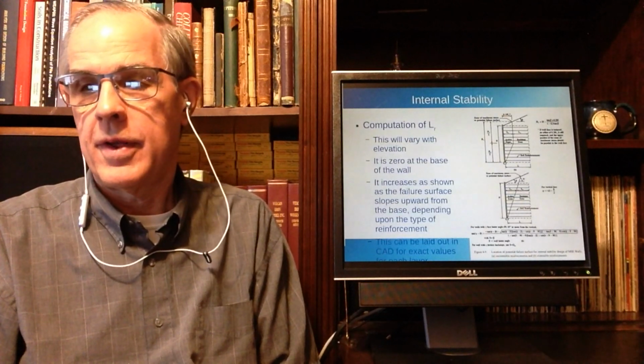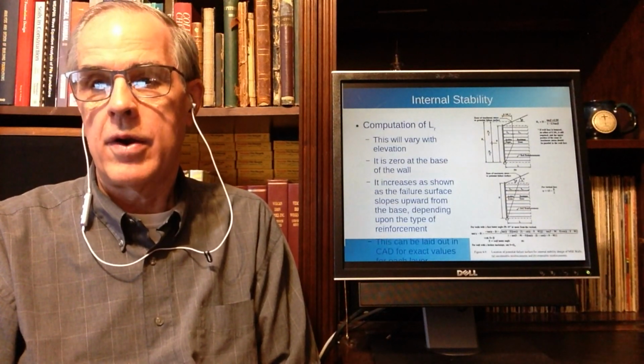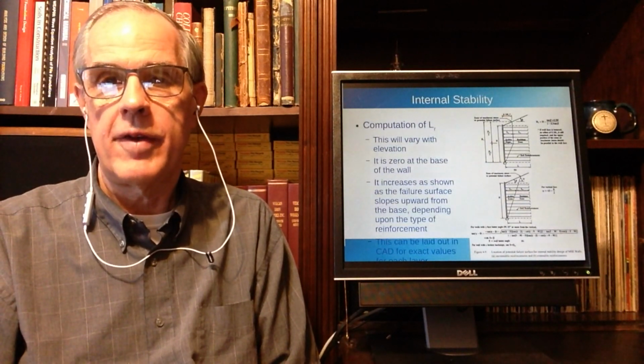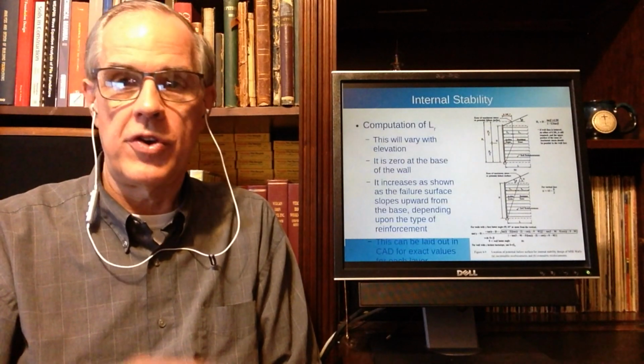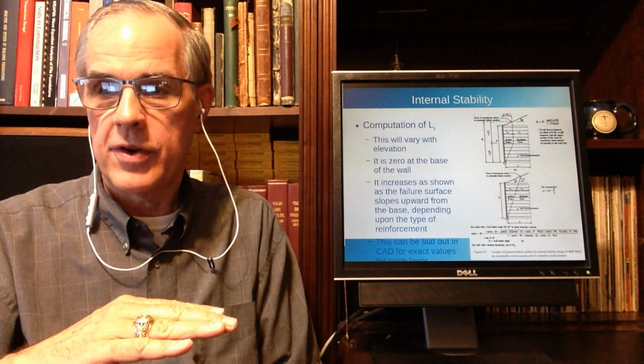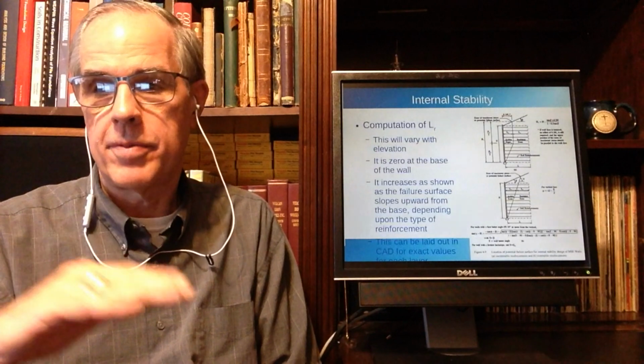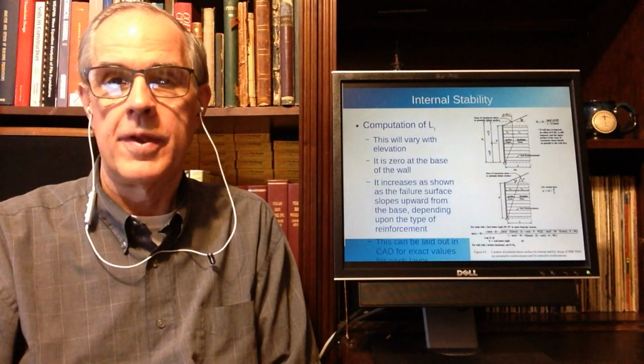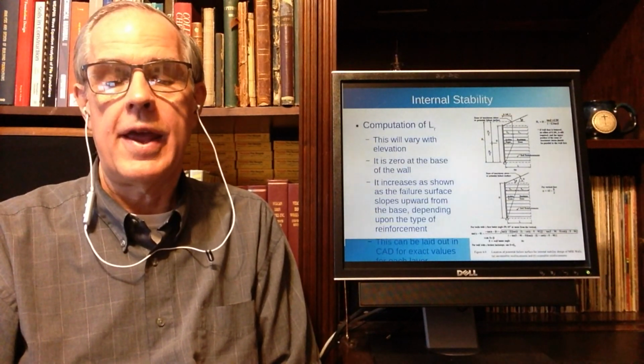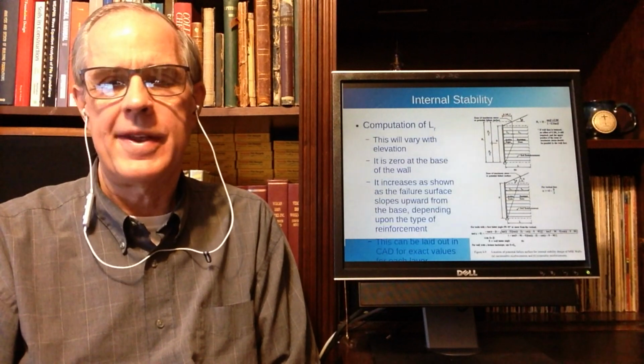Computation of LR. LR will vary with elevation. It is 0 at the base of the wall. It increases as shown upward depending upon the type of reinforcement. You may want to lay this out in CAD for exact values. The same problem you have.